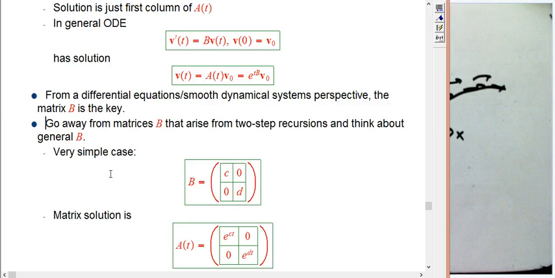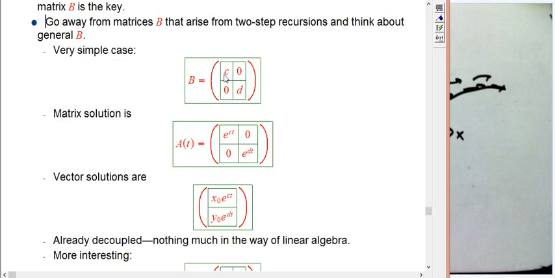So for example, the simplest case is where B is actually diagonal to start with. And you don't have to diagonalize it, it's diagonal. If B is just some real number here, some real number here, let's just say they're real numbers to be nice and simple, then the exponential e to the tB is really easy. You just do what you should do to the diagonals. So just treat them as numbers. And the vector solutions are really easy.